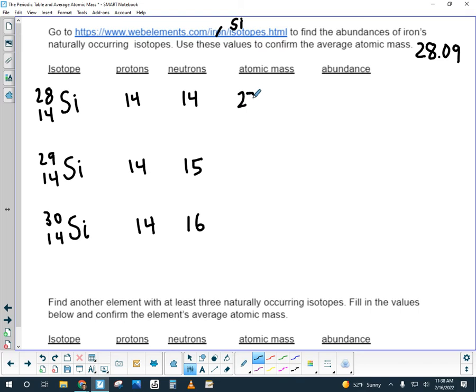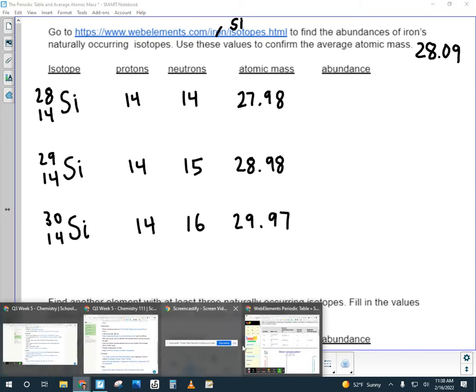So 27.98. This one is 28.98. And 29.97. Notice that the atomic mass is very close to the mass number. That's because these are measured in atomic mass units, and 1 atomic mass unit is roughly the mass of a proton or neutron. All right, so the abundances, we can write them as percentages.